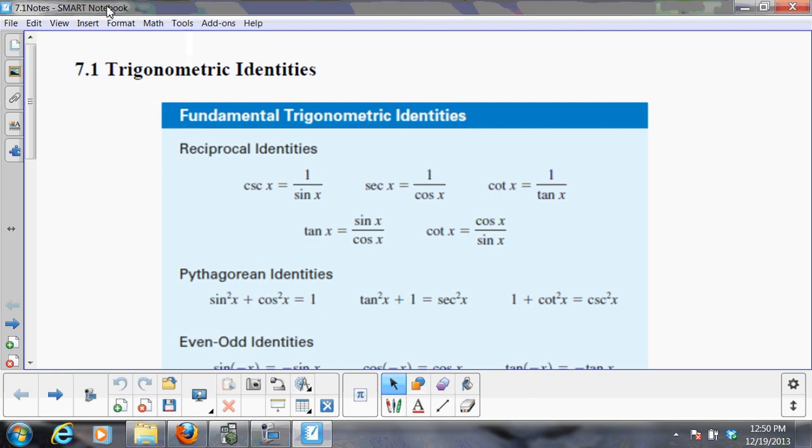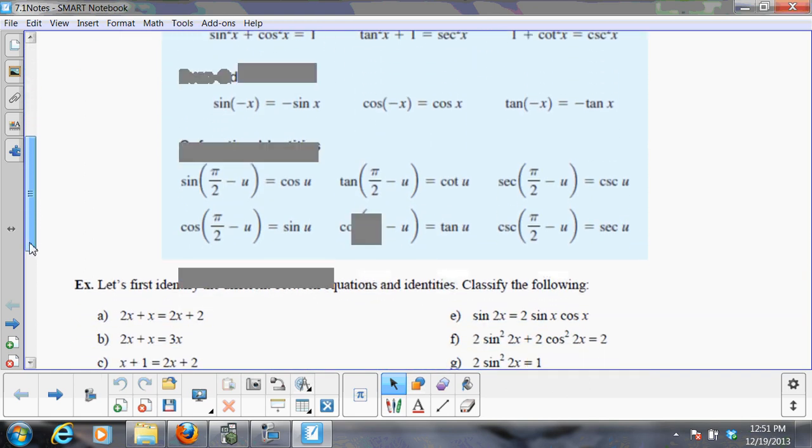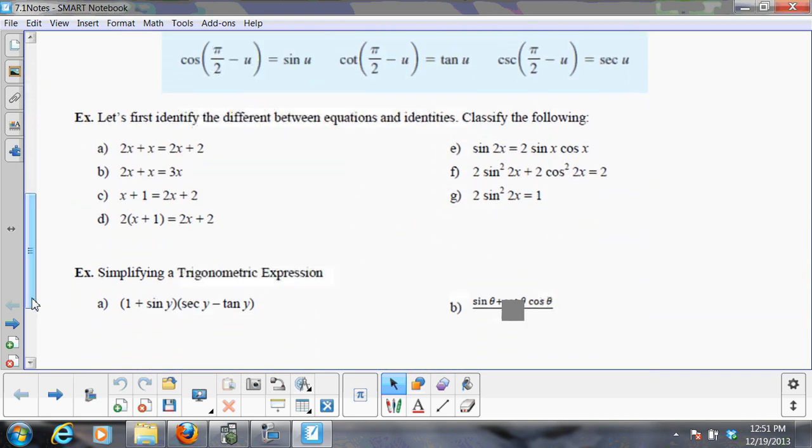All right, this is our first lesson, section 7.1, trigonometric identities. Hopefully some of these identities look familiar, as in you have seen them last year. So the top part of your notes sheet that you have the fundamental identities box, here you should know these identities very well, as many of them are also deck questions.